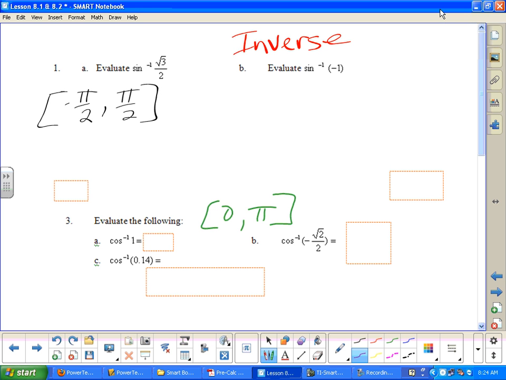All right, so we're trying to find the inverse sine of square root of 3 over 2. That means they give us the ratio, we're trying to find the angle. And like I said, unless they tell us otherwise, we're in radians. So when does sine equal positive square root of 3 over 2 on the right-hand side of the graph? At pi over 3. So your answer should be pi over 3.